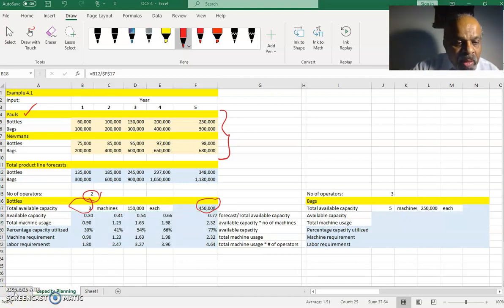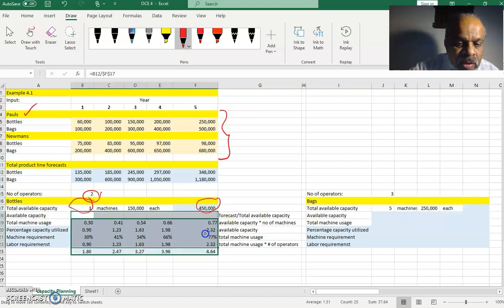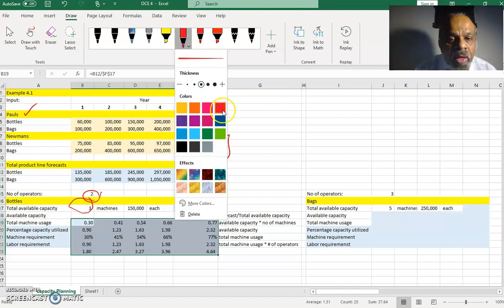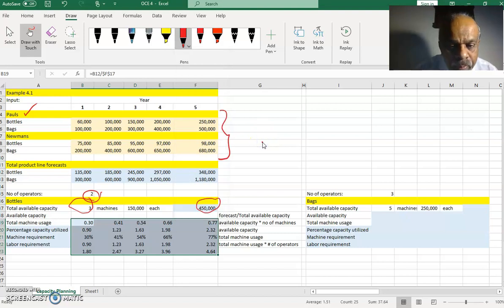So my capacity utilization rate is 77%. Let me make sure that I have my 77%.